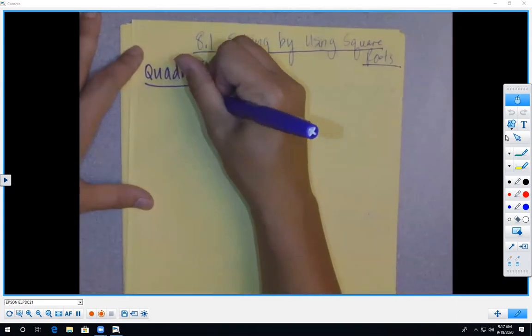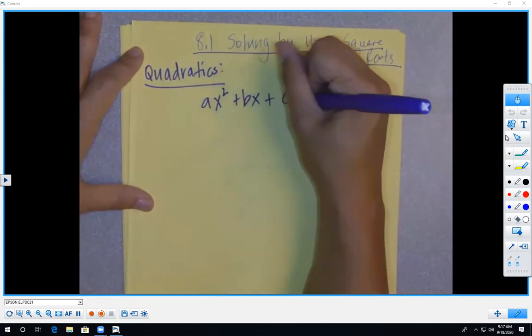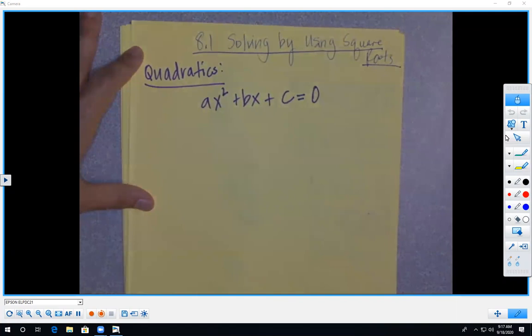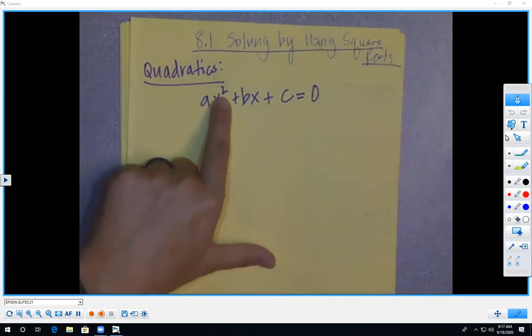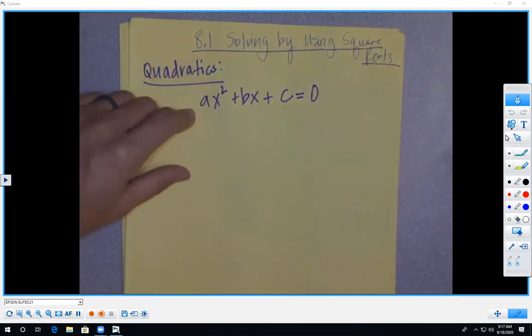So usually we see it as ax squared plus bx plus c equals 0. So a quadratic is anything that has a square in it, or that the highest exponent is a square. How about that?